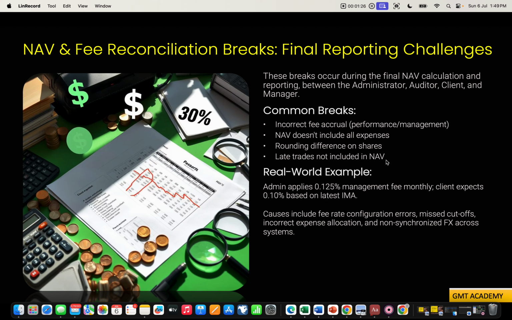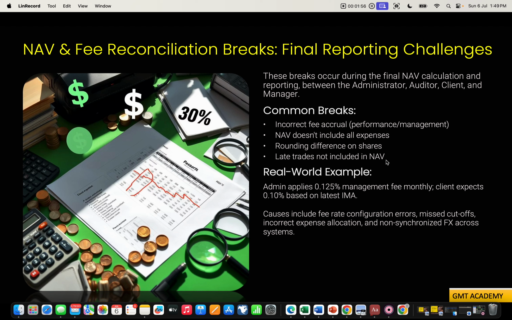Even a small error in the fee rate or the late rate can create a big NAV mismatch. So how does this happen? This break occurs during the final NAV calculation and reporting between the administrator or auditor, the client, and the manager. Every stakeholder is included in this part, because the NAV report is sent to each and every stakeholder and they validate it according to their data.